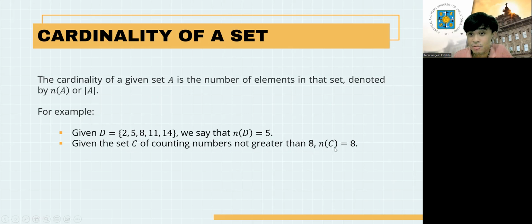Next one, given the set C of counting numbers not greater than 8, again, counting numbers not greater than 8, the cardinality of C is 8. Bakit? Ano yung counting numbers natin? Di ba? We have 1, 2, 3, 4, 5. But then we have a condition here na sinasabi, not greater than 8. So ano yung not greater than 8? We have 1, 2, 3, 4, 5, 6, 7, and 8. 8 is not greater than 8, alright? So may iba siya pag sinabing less than 8, kasi 8 is not less than 8 na. Alright? So bilang pa rin si 8. So ibig sabihin 1 to 8, we have 8 elements.